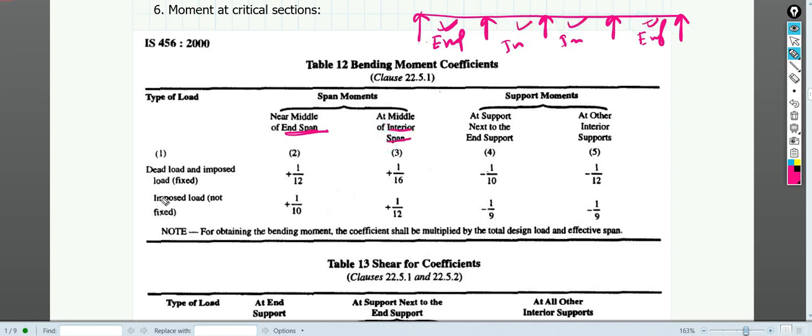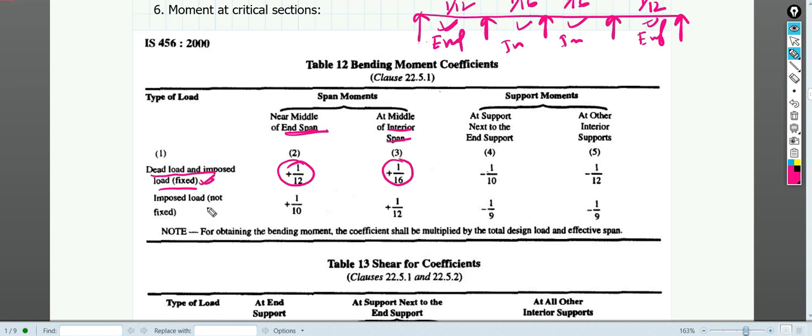Okay, and other than that, the type of loading. If we're talking about a dead load and imposed load which are fixed, then the moment coefficient is 1 by 12 and 1 by 16. That means here at the end it is 1 by 12 and it is 1 by 16 over here. It is 1 by 12 over here. Understood?